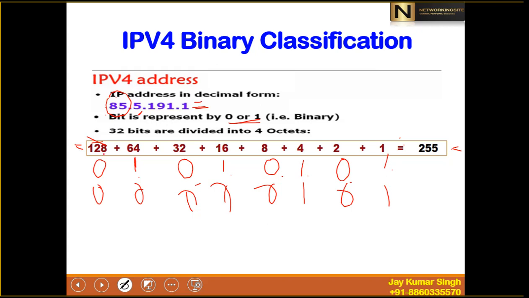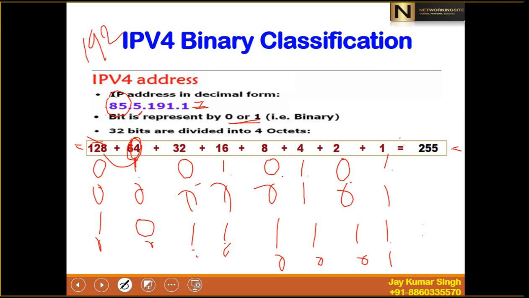If we take 64 it will become 192, so we cannot take 64. We take 128, then 32, 16, 8, 4, 2, 1 to make 191. And what about 1? For 1, we take only the first bit, and all the others will be 0.